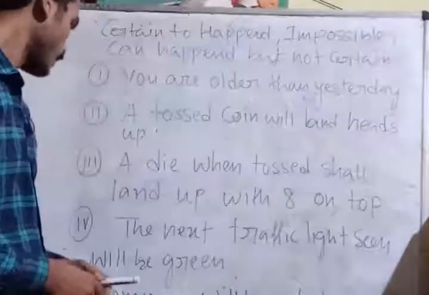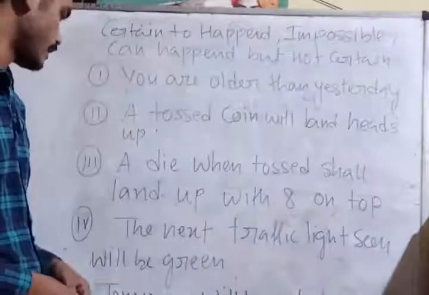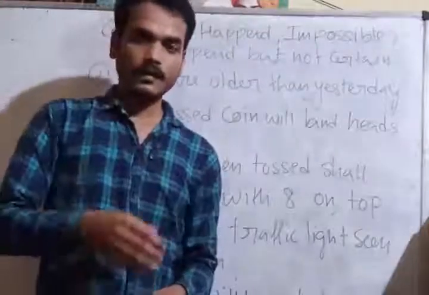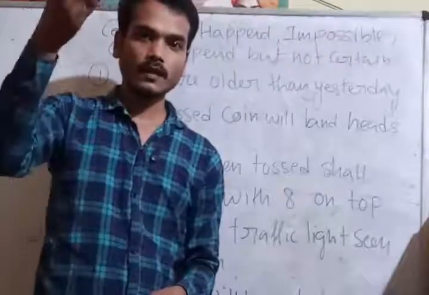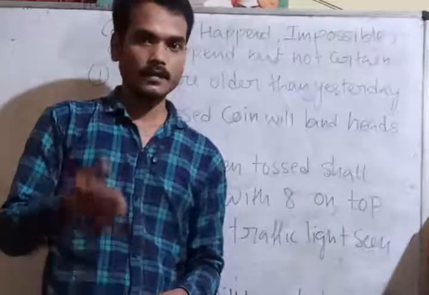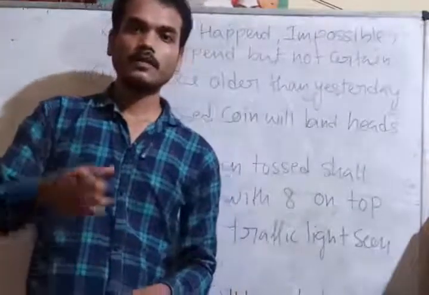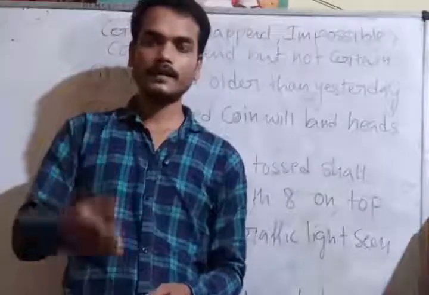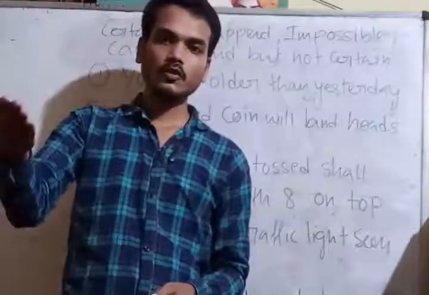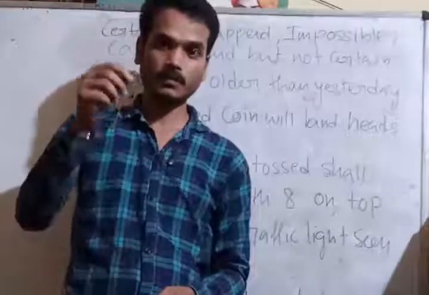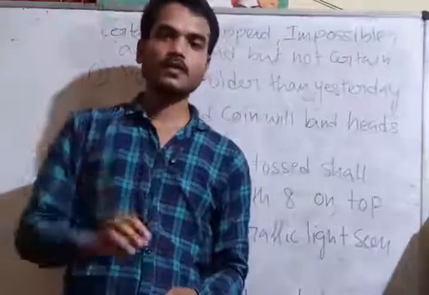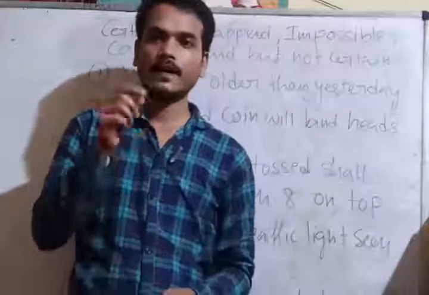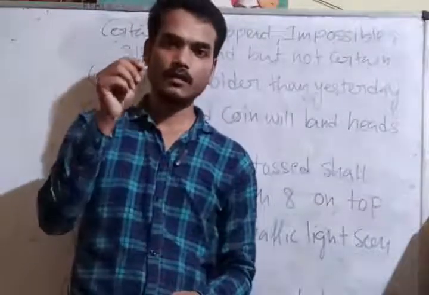Now the fourth one is: the next traffic light seen will be green. Means the next traffic light you see, it is said you are going to get green. It is also not fixed, because you may get the red also, because many traffic lights are there, green is there, red is there. This is not fixed, but it may happen also because green is also there, so you may get green also. So in this case the answer will be can happen but not certain.